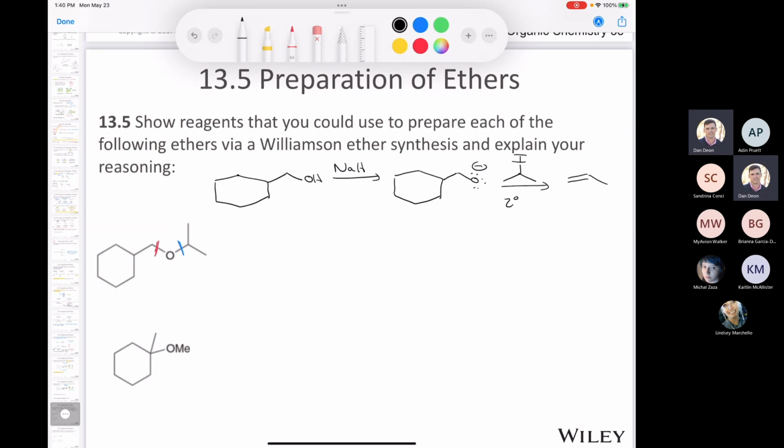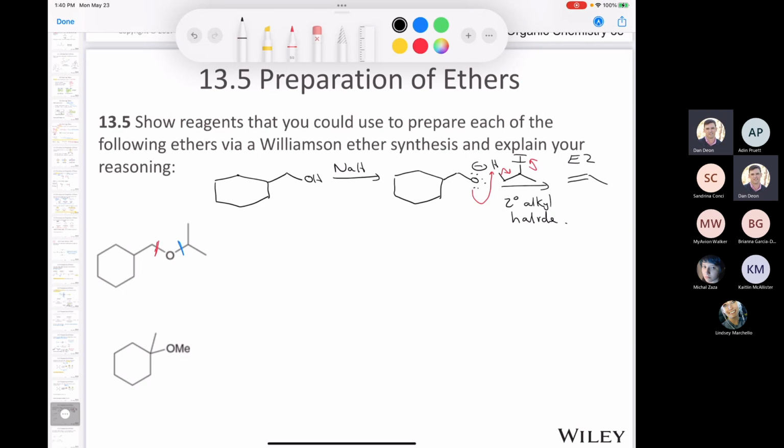If you're wondering about the mechanism, of course, it's just a regular old E2 where it's going to rip off this proton, form the double bond, and lose your leaving group. So that's not very useful. Again, this is the E2 reaction, and the reason why is because this is a secondary alkyl halide.